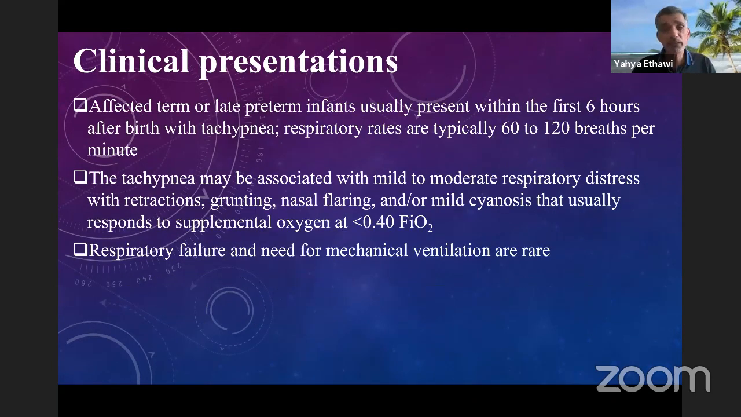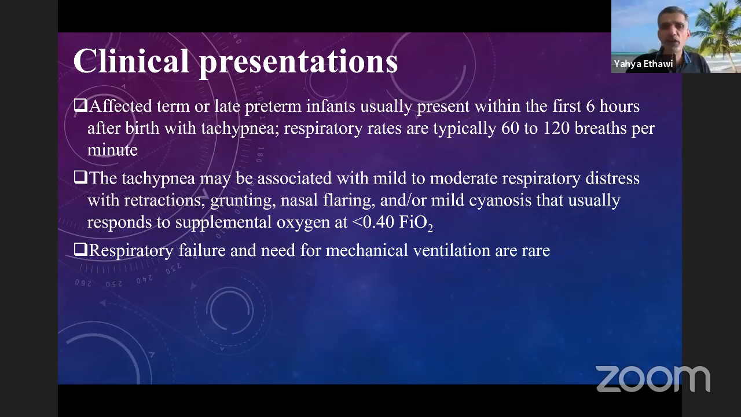How do they present? The presentation is tachypnea. So the first thing is increased respiratory rate. But sometimes it's associated with mild, and unlikely sometimes moderate, respiratory distress. And there are retractions, grunting, nasal flaring, and mild cyanosis.